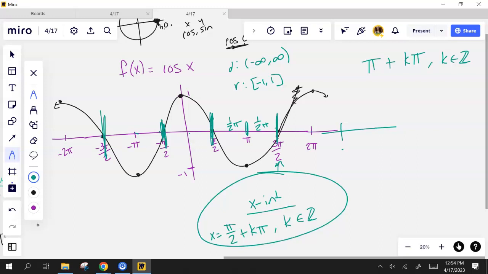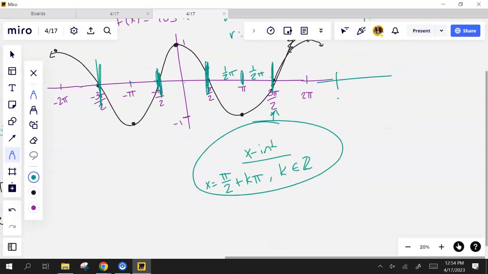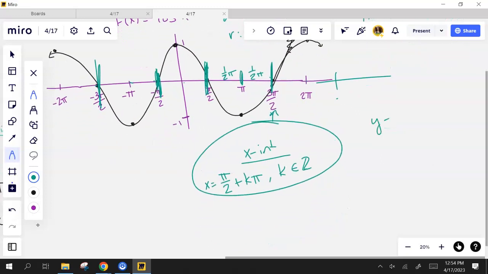This is the x-intercepts. What's the y-intercept? 1 or 0? Which one? 1. Asymptotes? None. How about the amplitude? Yes. Amplitude is 1. Amplitude is the same. How about the period? 2 pi. It's still 2 pi.